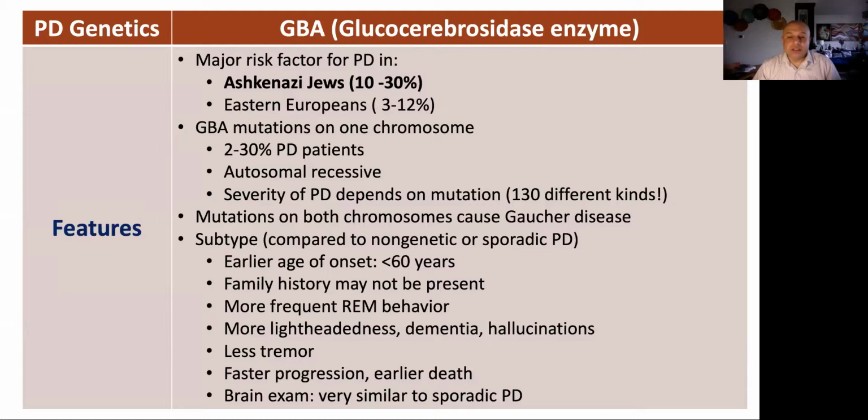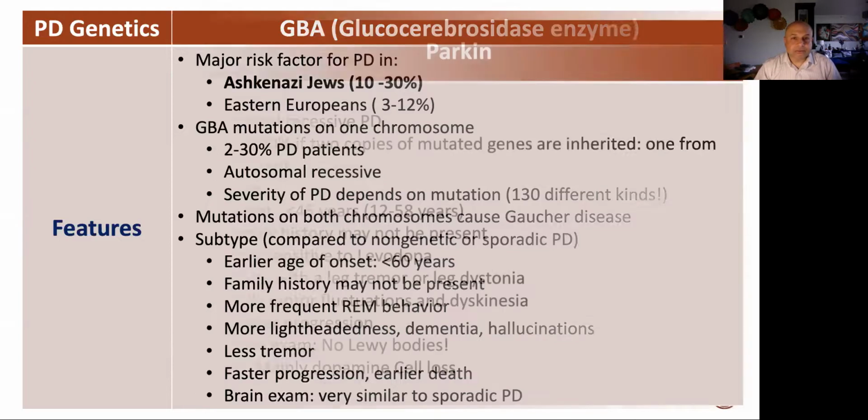There's again more lightheadedness, dementia, hallucinations, just like LRRK2. Again, less tremor. Unfortunately, this progresses faster and death is earlier. Does that mean everyone with GBA is going to die fast or progress faster? No. Again, this is just very generic for that group. And the brain examination is quite similar to sporadic Parkinson's disease. So it's a mystery. Why do people with GBA mutations have this different kind of progression and phenotype than people with sporadic Parkinson's disease? Because when you look at the brain after death, it looks very similar to people with sporadic Parkinson's disease. Now, that mystery has not been unraveled yet because not too many brains have come to autopsy yet.